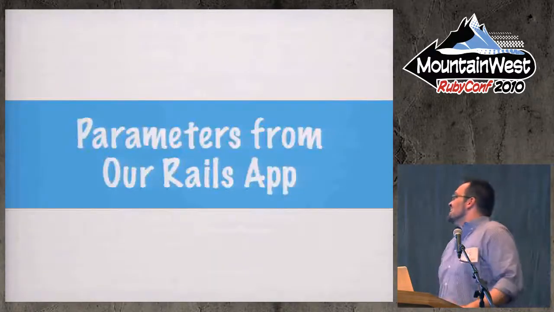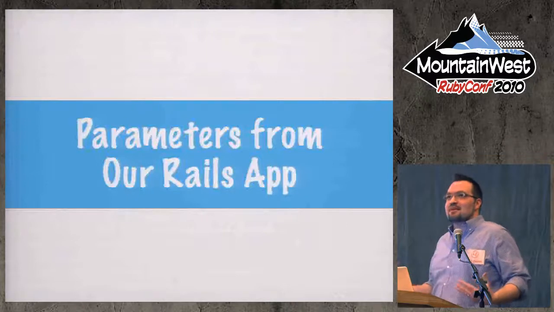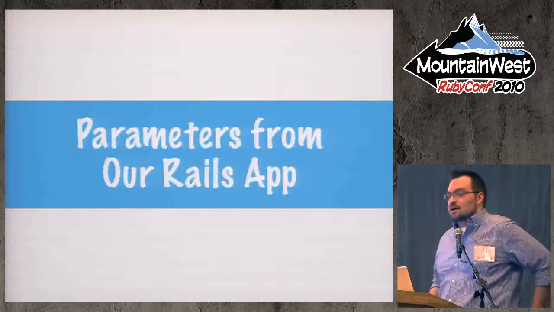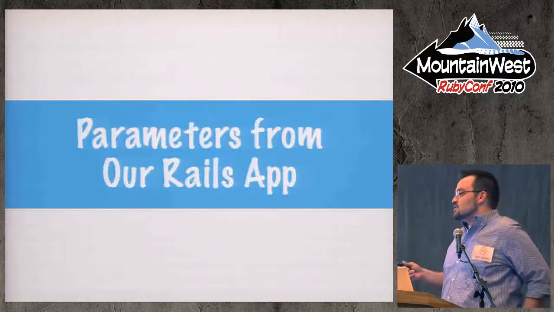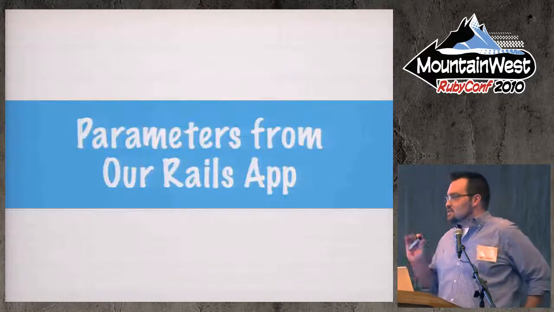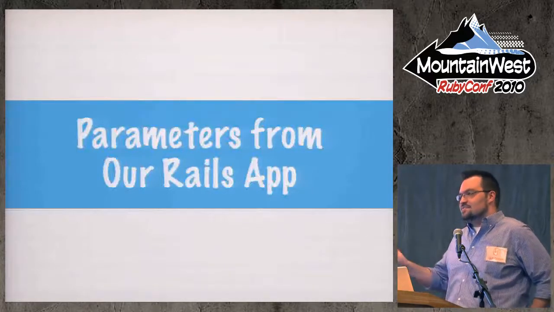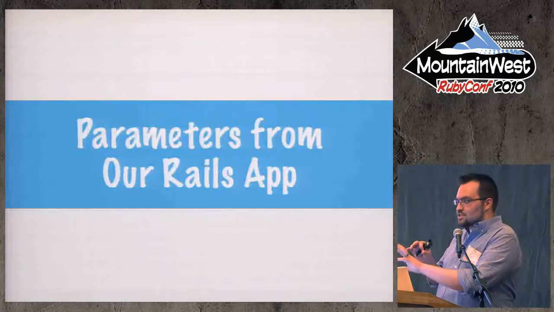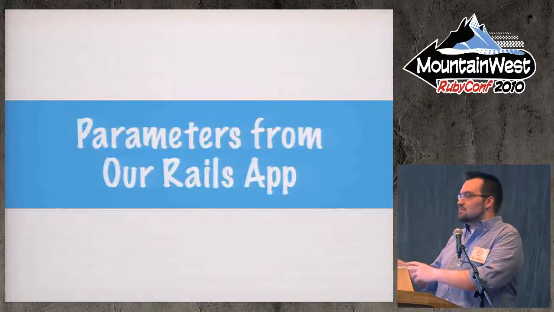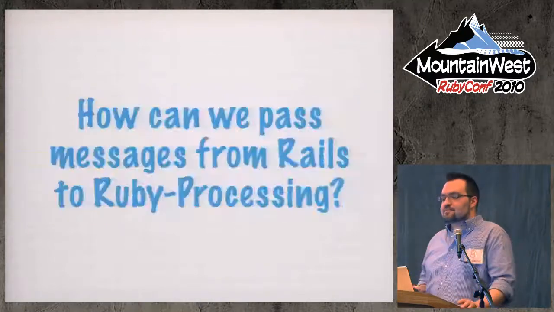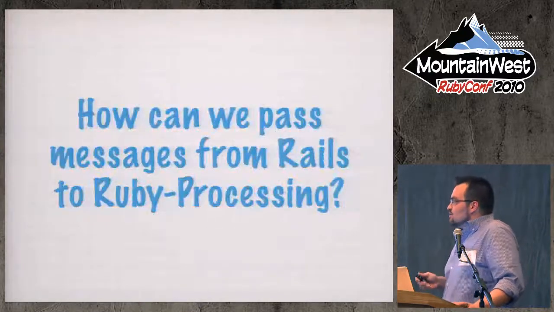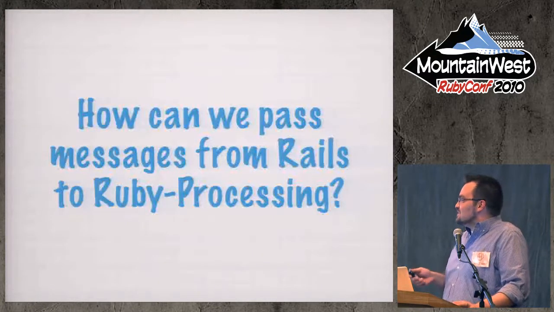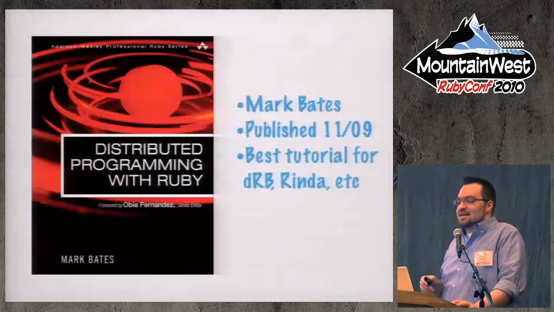All right, parameters from our Rails app. So far, it's obviously infeasible for me to type in all the parameters manually. My first implementation of this was extremely bootleg, where I created CSV files and then had my Ruby processing sketch watch a folder for a CSV file to pop up and then bring it in. It was ugly. I wanted to figure out a more robust, a more adult way to pass messages from Rails to Ruby processing. And this is where I started.